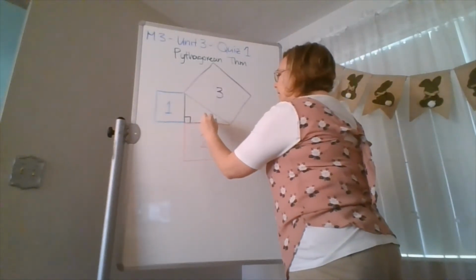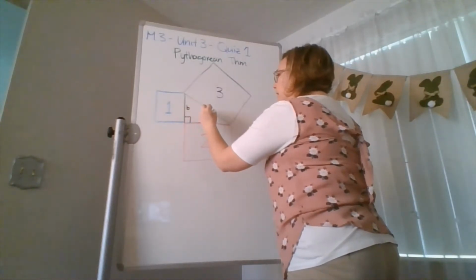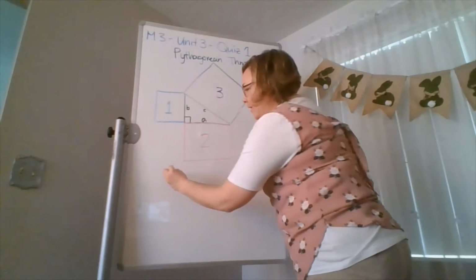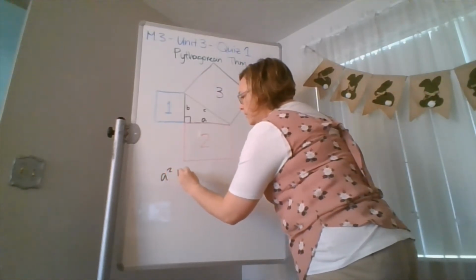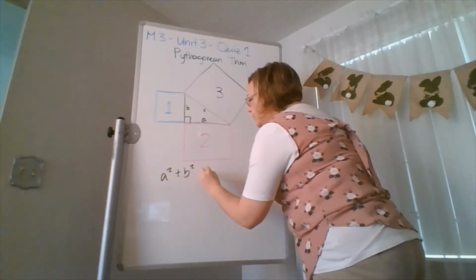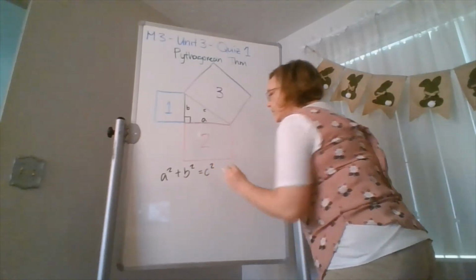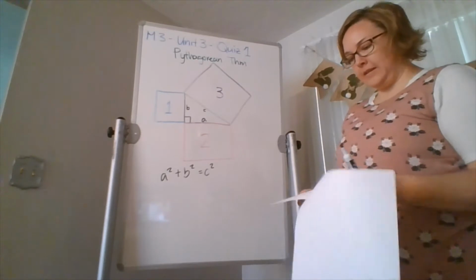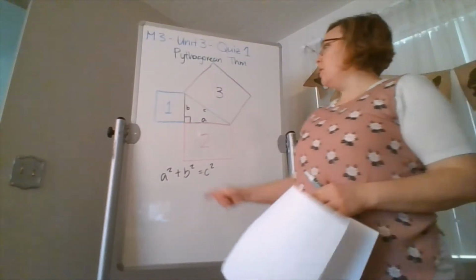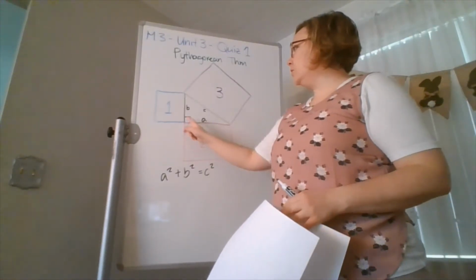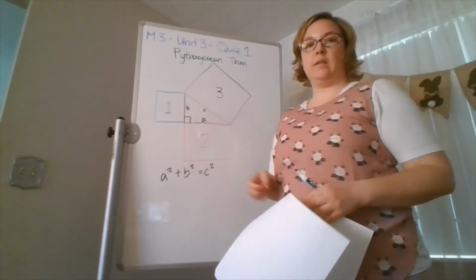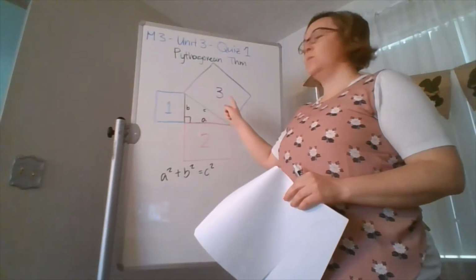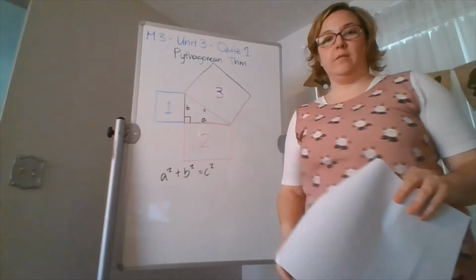So if we call these sides a, b, and c, then we can say a squared plus b squared equals c squared. Okay, so that is the basic idea of the Pythagorean theorem. So the sum of the squares of the two legs equals the square of the hypotenuse.